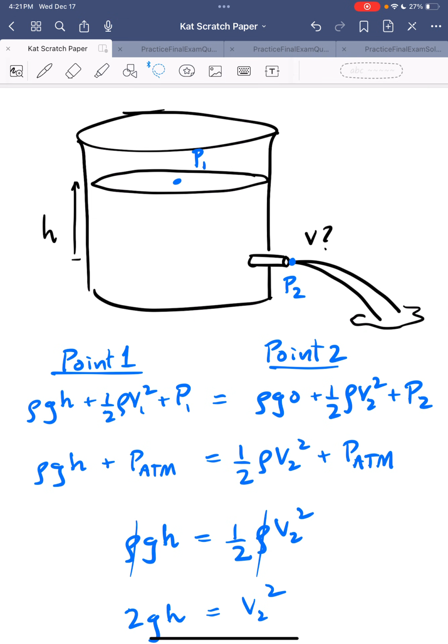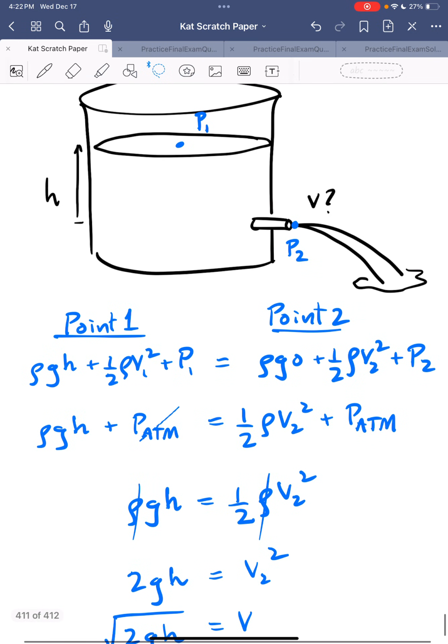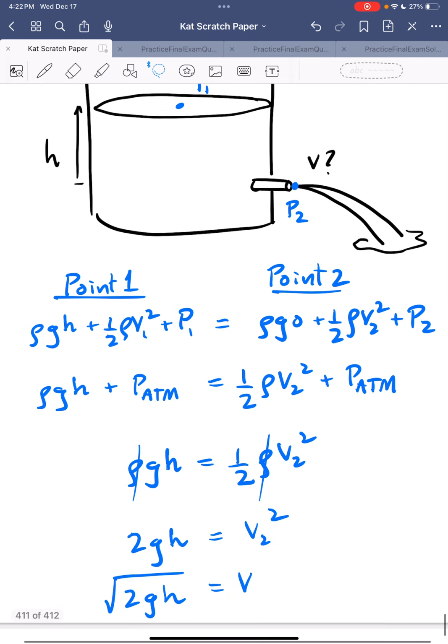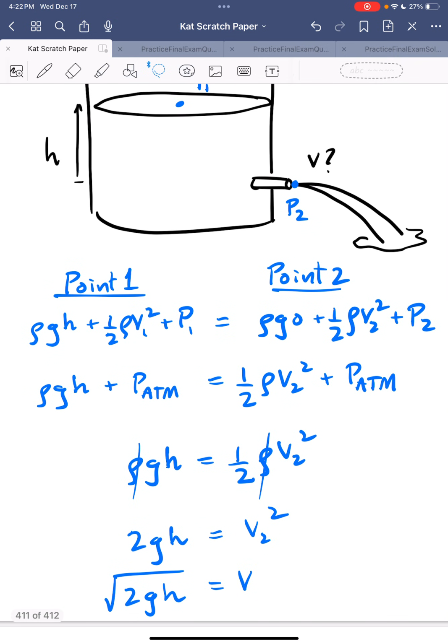All right, so here we have all potential energy. This is point 1. And then down here at the nozzle, we pretty much have all kinetic energy. Everything's coming out. And the atmospheric pressures, as I said, will cancel. So we say rho gh equals 1/2 rho v2 squared. The rho's cancel, and then we multiply both sides by 2. We get 2gh equals v2 squared. Then I can take the square root of that, and I get the square root of 2gh equals the velocity coming out at the nozzle.